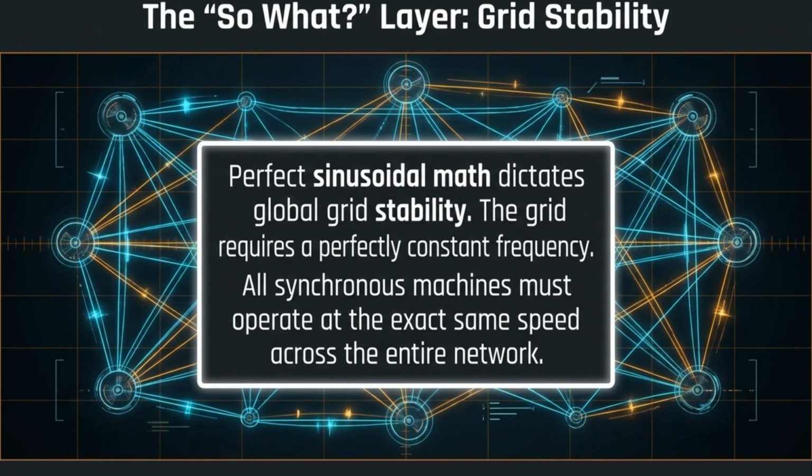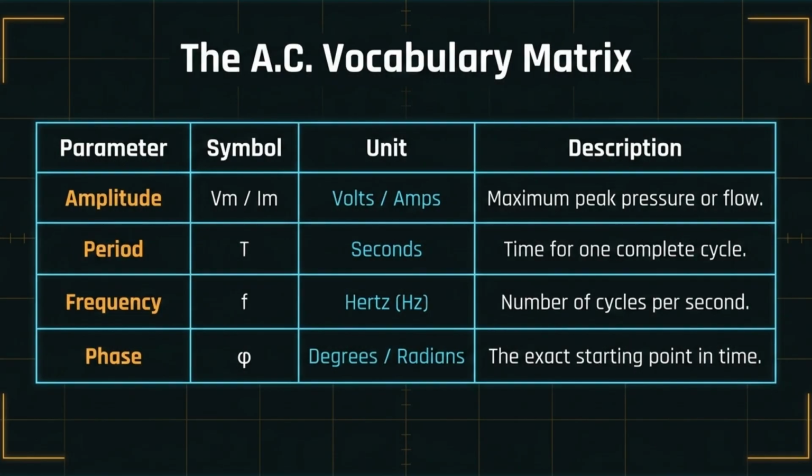Why does this matter? Grid stability depends on precise sinusoidal math. The grid requires a constant frequency, and all machines connected to it must operate at the same speed. Refer to this vocabulary matrix for a quick summary of the key AC parameters we have discussed, including their standard symbols, units of measurement, and brief descriptions.